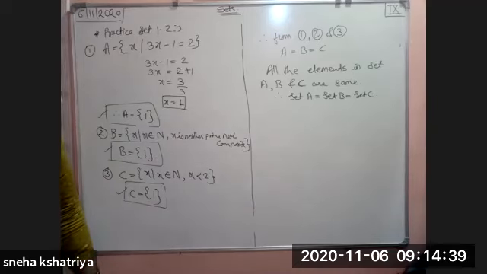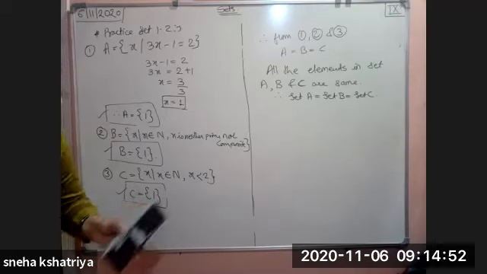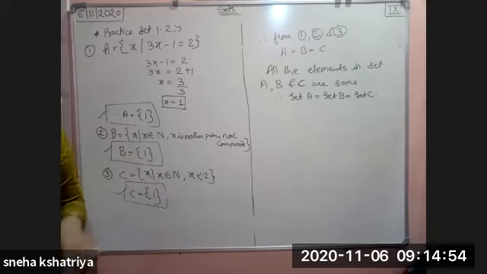Similarly, the second example can be done also. Second example: decide whether set A and set B are equal sets. Give reason for your answer. Similarly, you have to write down the second question. The same question is there. A and B, both sets are given, and you have to solve that.